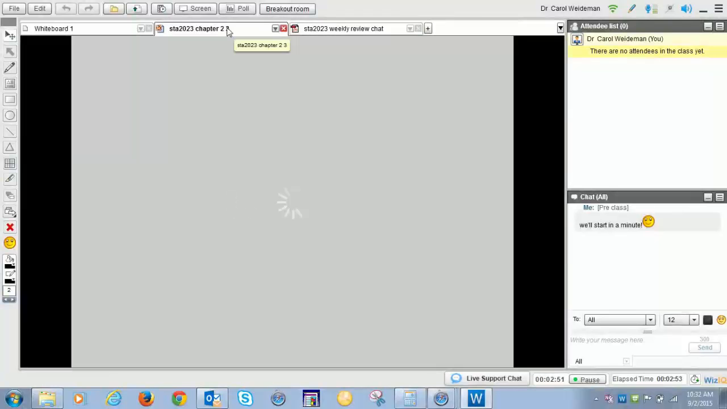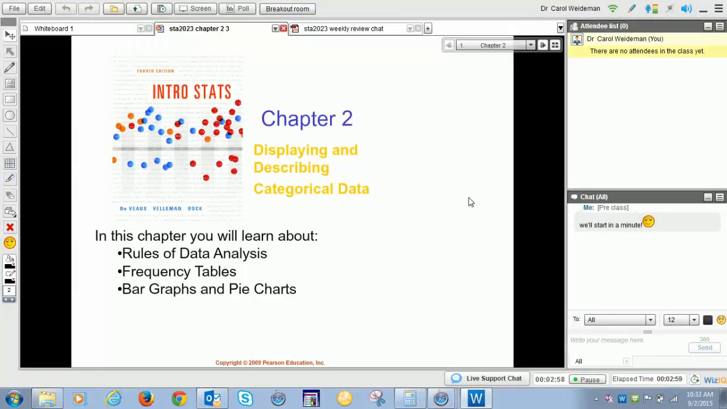Chapters 2 and 3. This is the first time that you're going to be actually analyzing data and working with StatCrunch. So let's talk about chapter 2, where we're displaying and describing categorical data. Remember, categorical data is data that puts the cases into groups. And we're going to talk about bar graphs and pie charts and frequency tables.